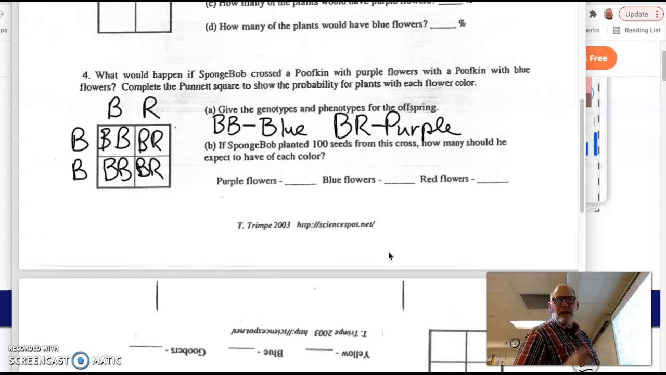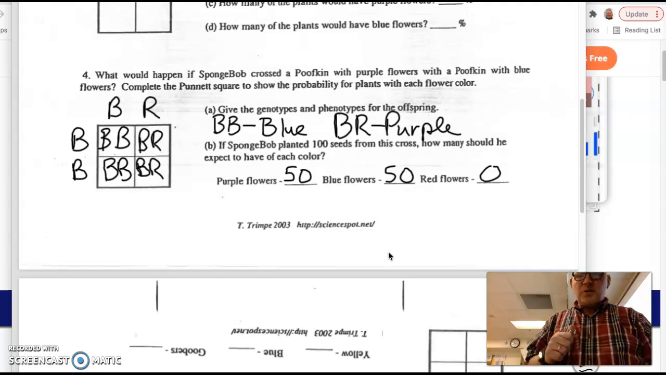If SpongeBob planted 100 seeds from this cross, how many would he expect to have of each color? If he planted 100, 2 of the 4 are purple and 2 of the 4 are blue. So he would say 50 would be purple and 50 would be blue, sorry. And how many red flowers? Big R, 0.